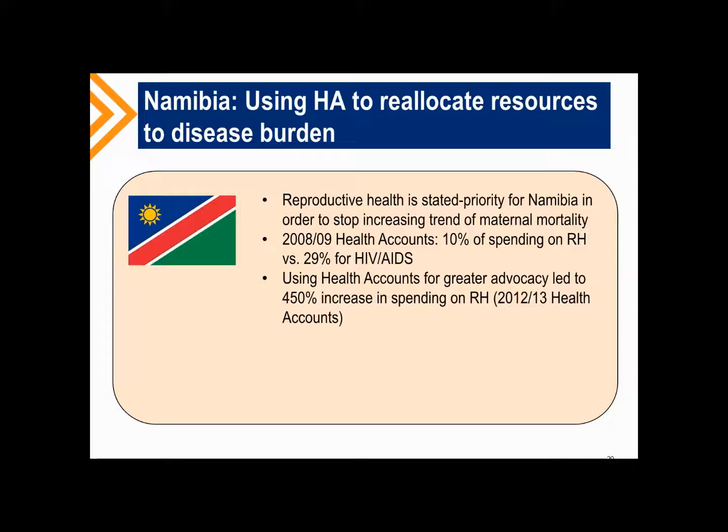Based on these findings, policymakers in Namibia used the health accounts to increase the government's contribution to reproductive health. And by 2012-13, the health accounts showed that reproductive health represented 38% of total spending. And what's encouraging is that health accounts showed that the majority of that increase came from government, and government now accounts for 70% of reproductive health spending. And the contribution from households had fallen to 7%. Now, with such a large increase in reproductive health spending, you can imagine that health accounts have also encouraged discussions about efficiency. And this is something that Namibia is exploring with the support of HFG.